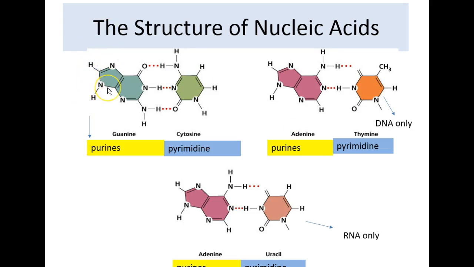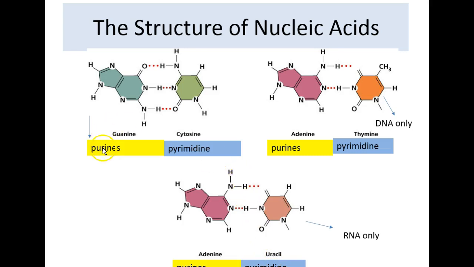The nitrogenous bases of one strand form weak hydrogen bonds with the nitrogenous bases of the opposite strand. However, the bases do not pair at random. Guanines always pair with cytosine, adenines always pair with thymine. Remember, thymine is present in DNA molecules only. RNA molecules have uracil instead of thymines.